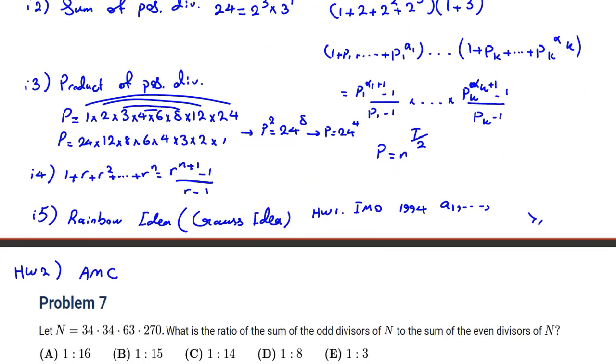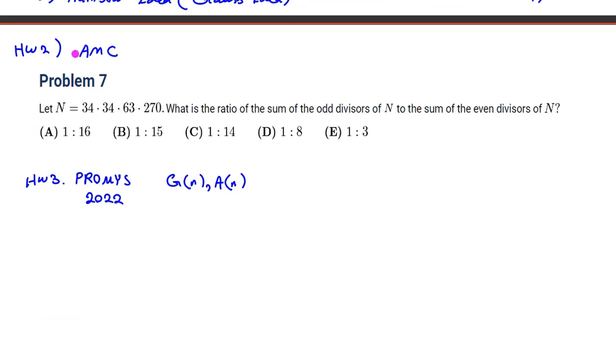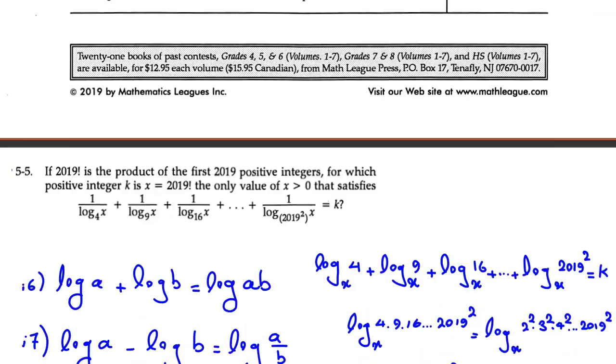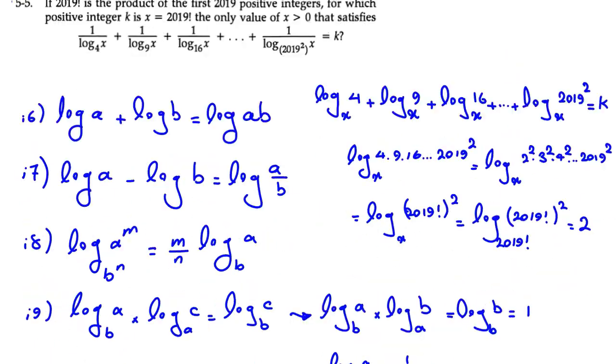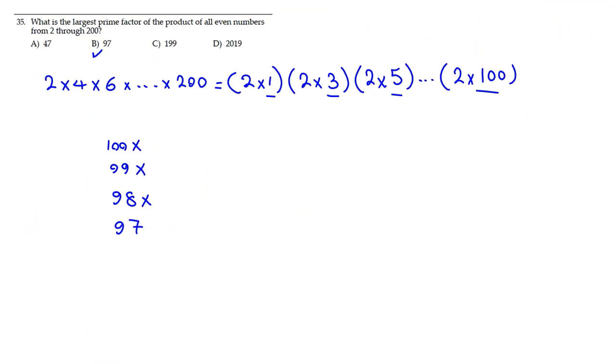divisors, sum of positive divisors, product of them, rainbow idea, ghost idea. Homework: one IMO problem, this one AMC problem, this one from a prestigious summer camp, like Stanford summer camp for USA. And in the next part, we will work on high school part. We will solve this logarithm problem. I will tell you again some ideas here, and you can work on a logarithm problem of AMC 2022.